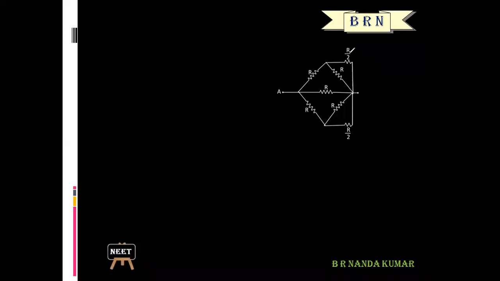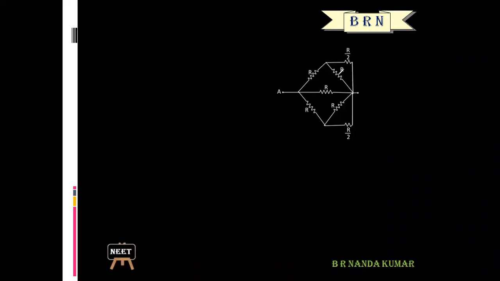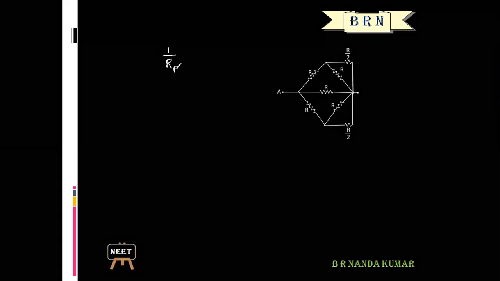Here R by 2 and R, these two resistors are connected in parallel. If the resistors are connected in parallel, what is the effective resistance? 1 divided by RP. Let us consider the effective resistance of this parallel combination as RP1. So 1 divided by RP1 is equal to 1 divided by R by 2, plus 1 divided by R.